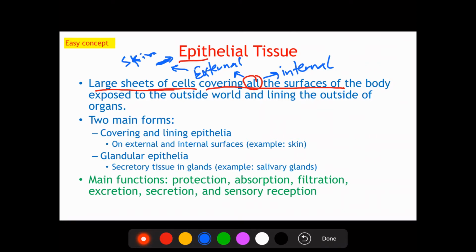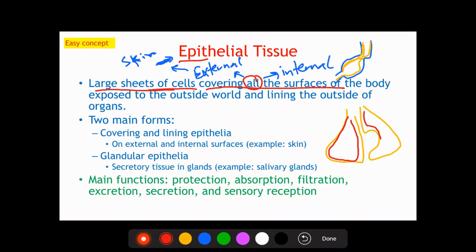And then the internal surfaces. Think, for example, of any internal surface, like the lining of the stomach. That is made out of epithelial tissue. Technically, the lining of the digestive system, all of it, is epithelial tissue. The lining of the lungs is also made out of epithelial tissue, and so on. The lining of the blood vessels, all of this is epithelial tissue. So any lining inside or outside the body is definitely epithelial tissue.